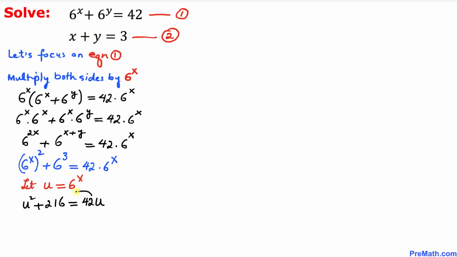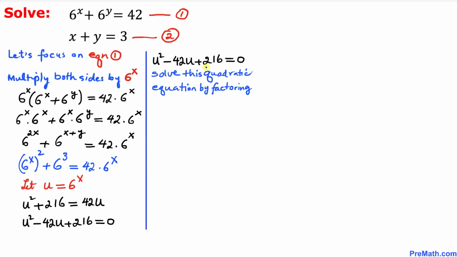Now let's move this 42u to the left hand side. So we could write this as u square minus 42u plus 216 equal to 0. And now let's move on to the right hand side as we are running out of space on the left. We can see that this is our quadratic equation and we are going to solve this quadratic equation by factoring. This quadratic equation can be factored into u minus 6 times u minus 36 equal to 0.